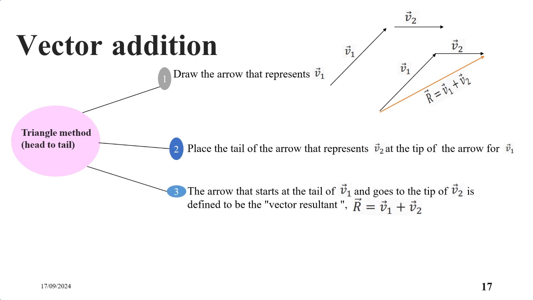As for the triangle method, head to tail. First, draw the arrow that represents vector v1. Second, place the tail of the arrow that represents vector v2 at the tip of the arrow for vector v1. Finally, the arrow that starts at the tail of vector v1 and goes to the tip of vector v2 is defined to be the vector resultant r.